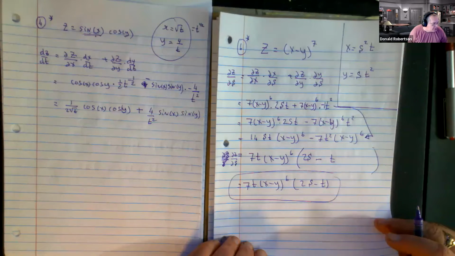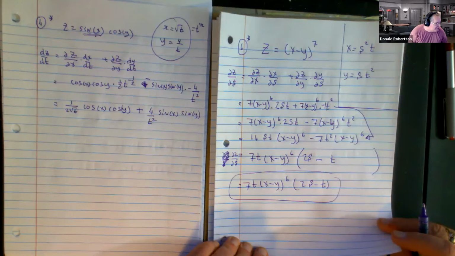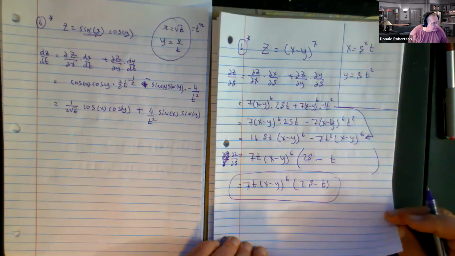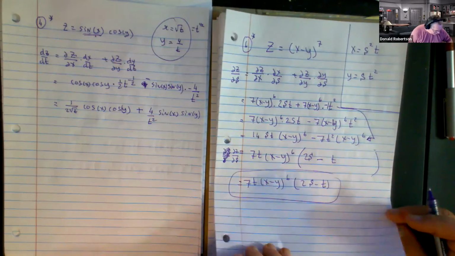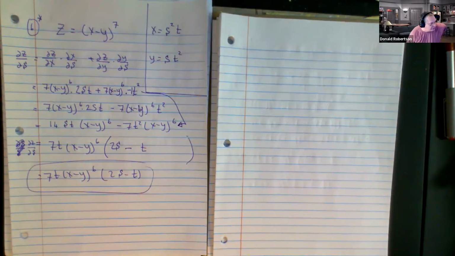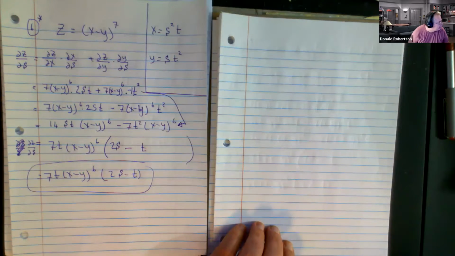Comfortable? Can you imagine, we're not doing it, but could you imagine doing dz by dt in a very similar way and probably getting very similar factors as well? Okay, pause for a minute. Any questions? Things going smooth? Okay.